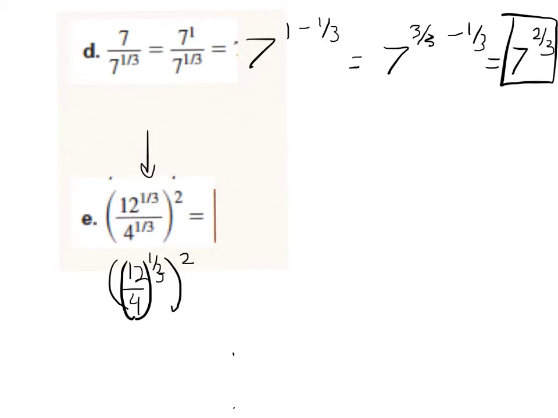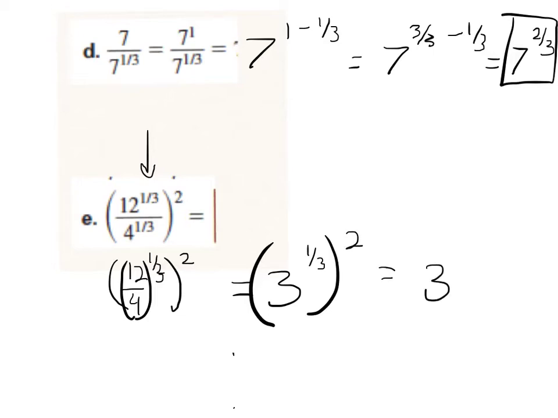Okay? Then 12 over 4 equals 3, to the 1/3, all raised to the 2/3. Or excuse me, raised to the 2. I'm getting ahead of myself here. All raised to the 2, which equals 3 to the 2/3. Okay? And that's simplified as far as we can go.